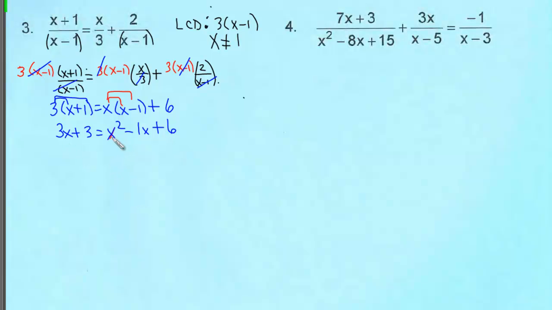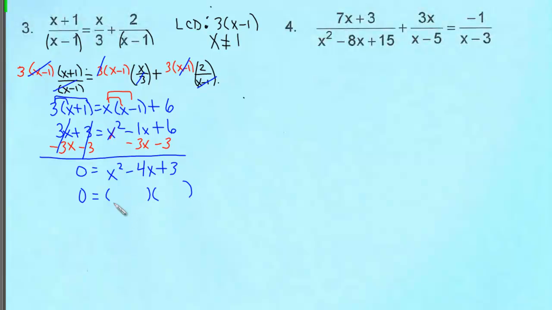Remember, this is a quadratic, so we want to set one side equal to 0 so we can factor and solve. So subtract 3x from both sides and subtract 3. On the left side we get 0. On the right side we get x squared negative 4x plus 3. Now we can factor. X times x is x squared, and the two numbers that multiply together to give me positive 3 but add together to give me negative 4 are negative 3 and negative 1.